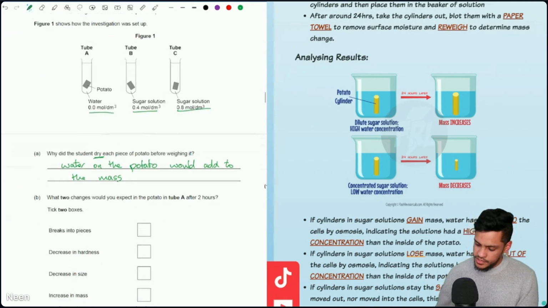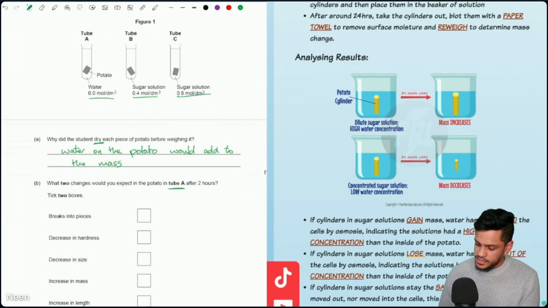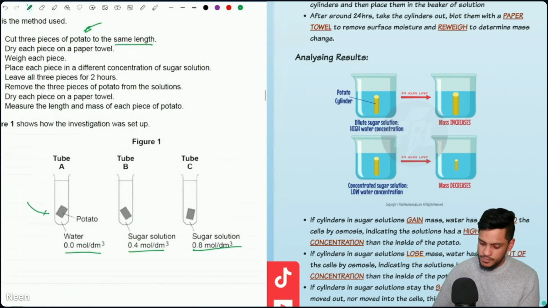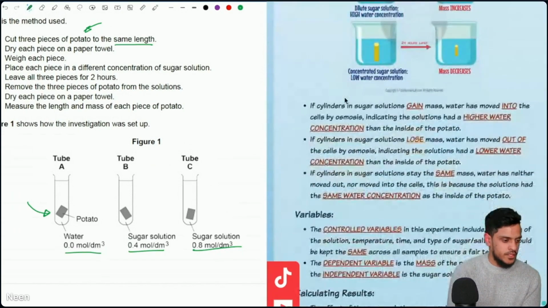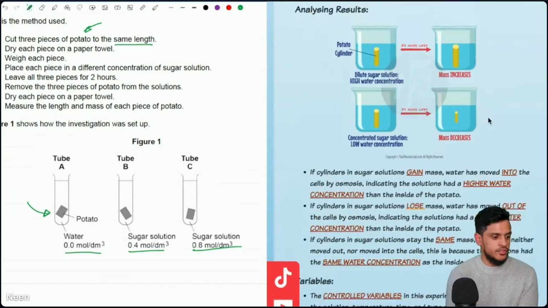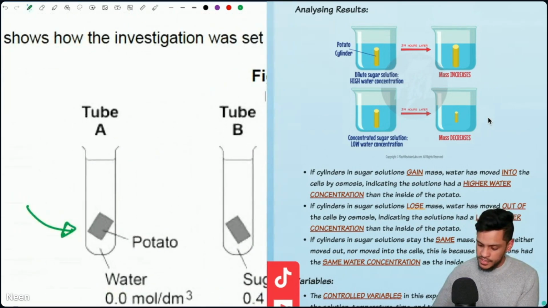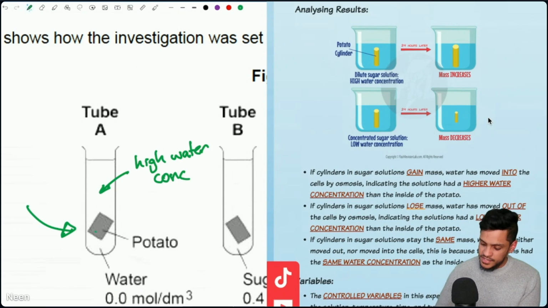Next question. What 2 changes would you expect in the potato in tube A after 2 hours? That's the one with pure water in it. What do you think will happen to this piece of potato? So here we've got the information. It's all to do with water concentration. It's pure water, so it's going to increase in mass. Yeah, well done. The reason why is because outside here we've got a high water concentration, and inside the potato, in the cells, we have a low water concentration.